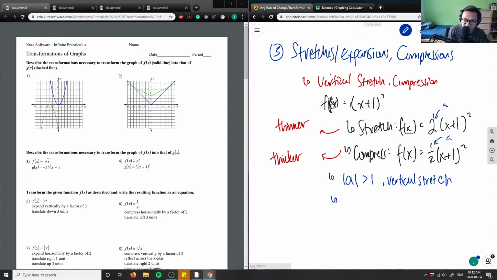And if a is less than 1, it's going to compress. Sorry, if a is between 0 and 1, it's going to be a vertical compression.